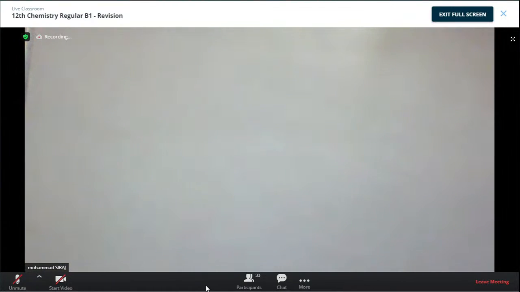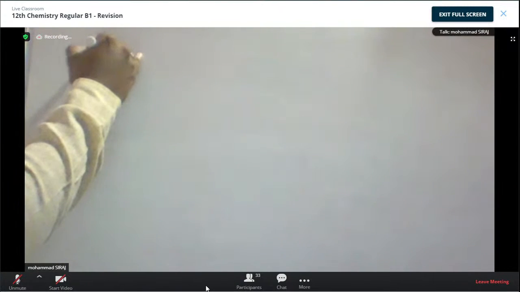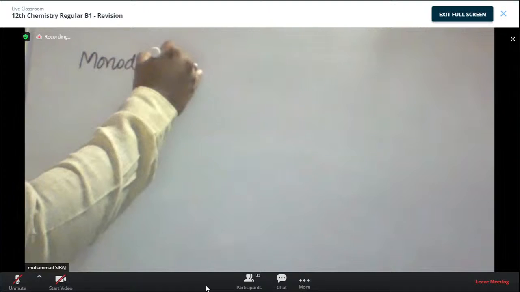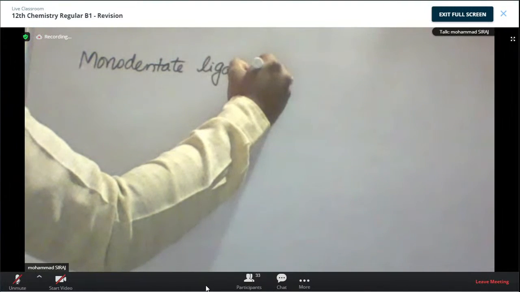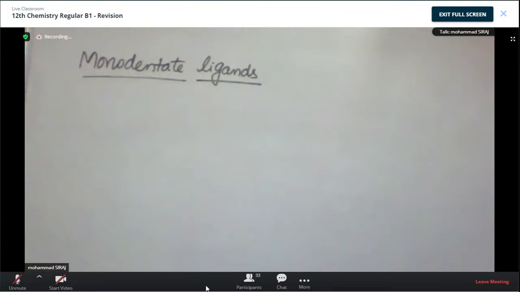First one is what dentate ligand? First one is monodentate ligand. Monodentate ligands means which contains one donor atom are called monodentate ligands. Which contains one donor atom are called as what? Monodentate ligands.